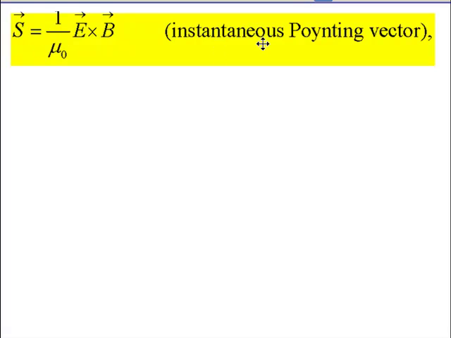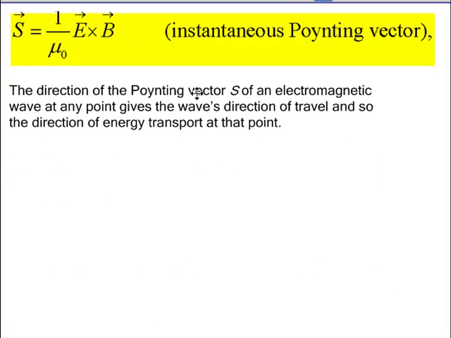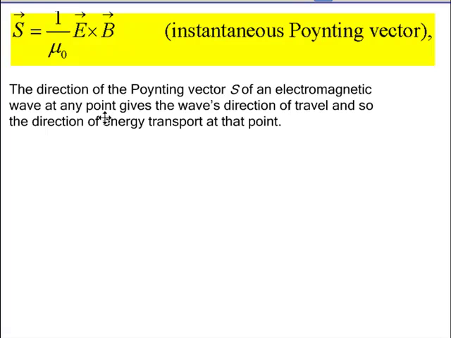So this is the instantaneous Poynting vector. It's 1 over mu naught times the electric field crossed into the magnetic field. And it will give us the direction the electromagnetic wave is traveling, and the direction in which the energy is being transported. So its direction points the way the energy is flowing, the way the wave is traveling.